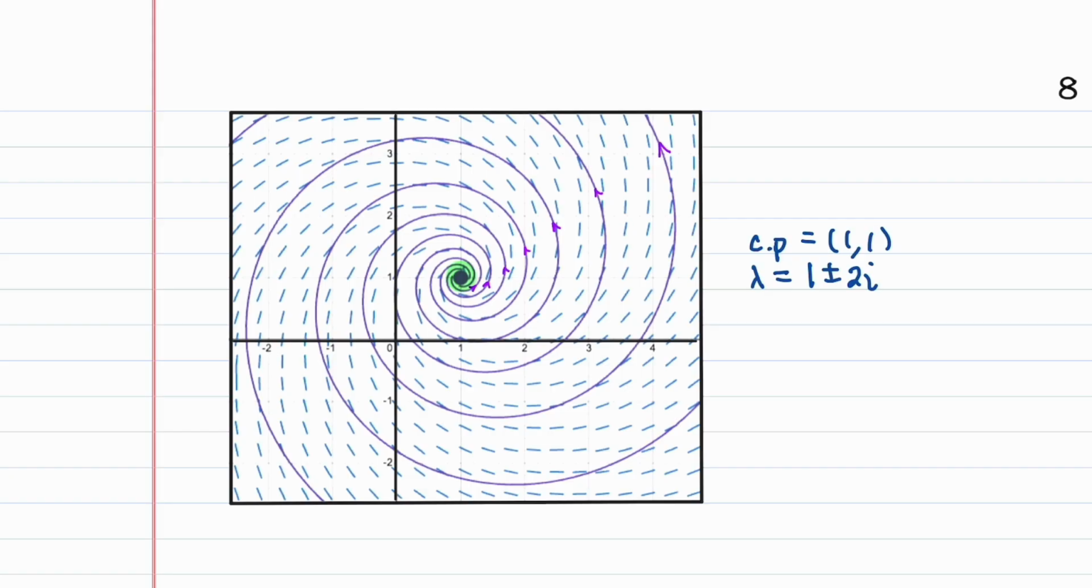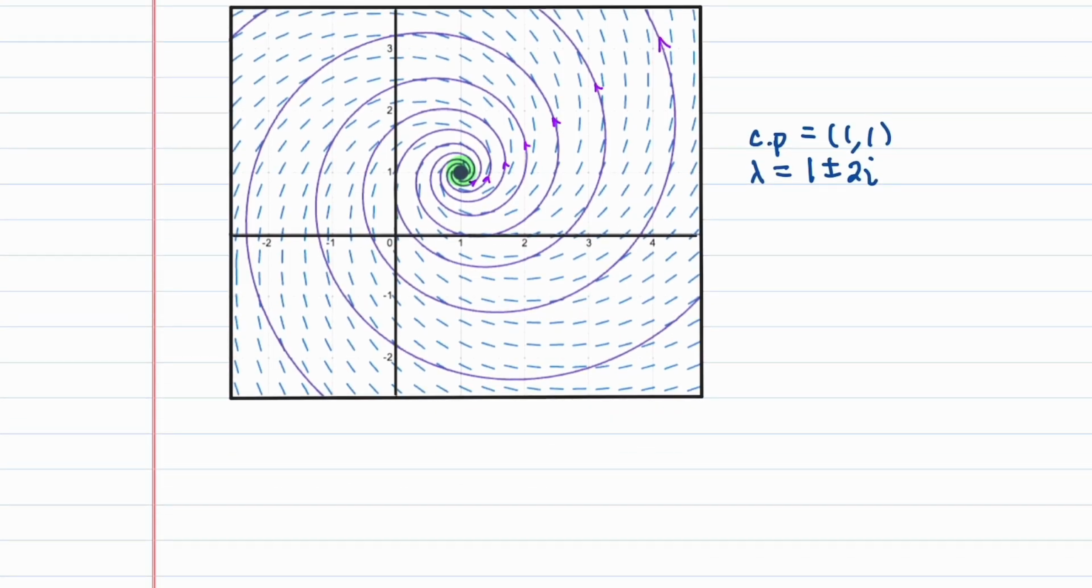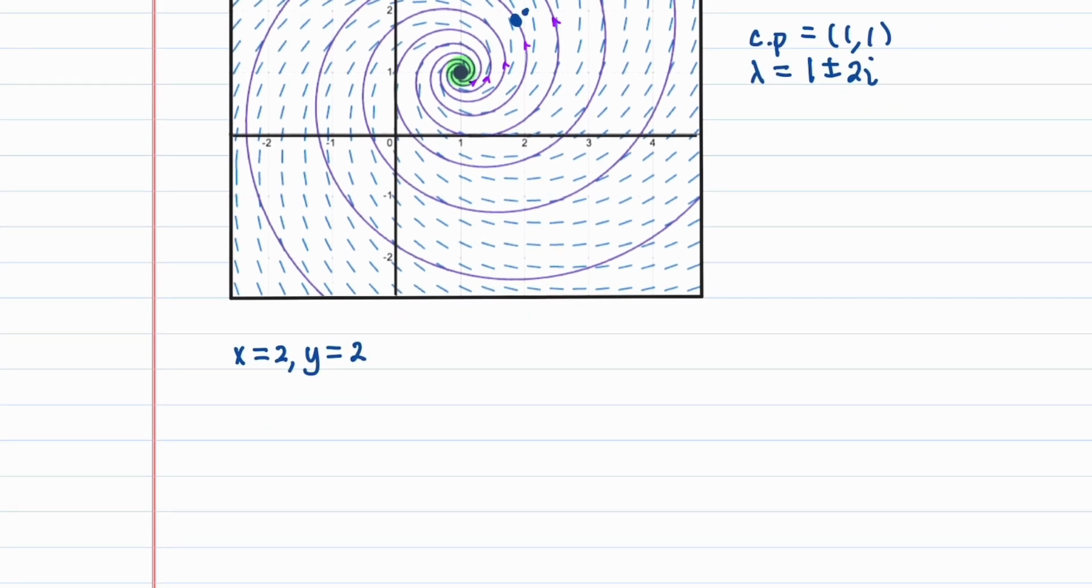Let me show you how you can know this for sure. What we're going to do is pick a test point. I am going to pick the point (2, 2) just because it's easy. That point is actually right here, but I'm just going to pretend it's right here because I don't have a solution curve drawn at that point. So we're going to write down here that x is equal to 2 and y is equal to 2. What we do is we're going to work with our system of differential equations.